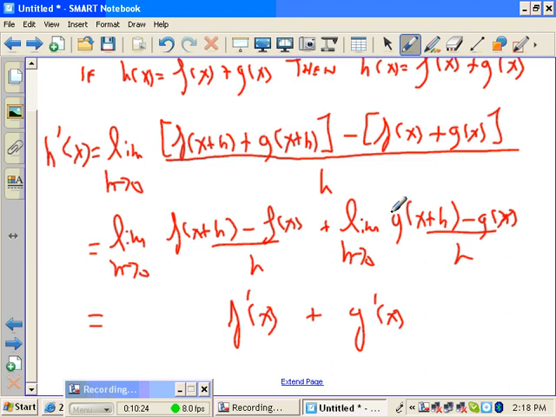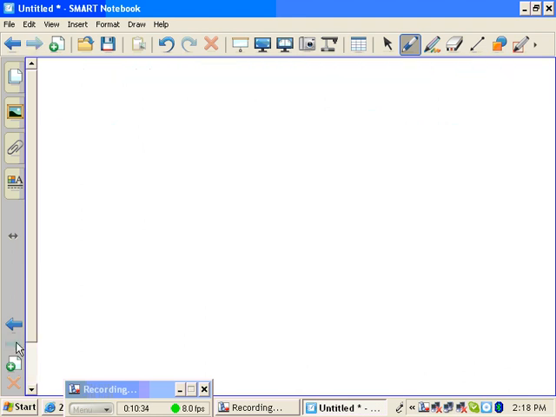It gets interesting when you do the product rule and the quotient rule, stuff like that. Let's try that. Do you know the product rule? Well, let's find out. If h of x is f of x times g of x, then h prime is what? Let's see if we remember.